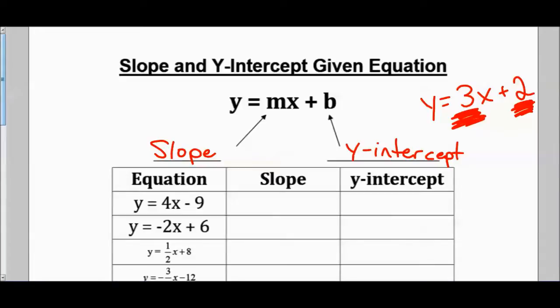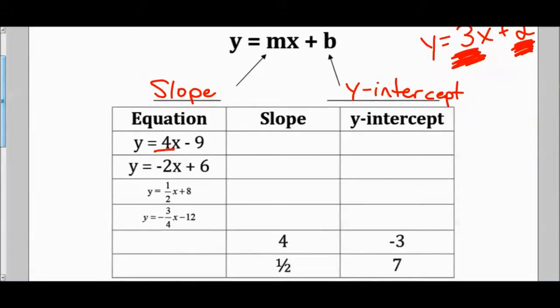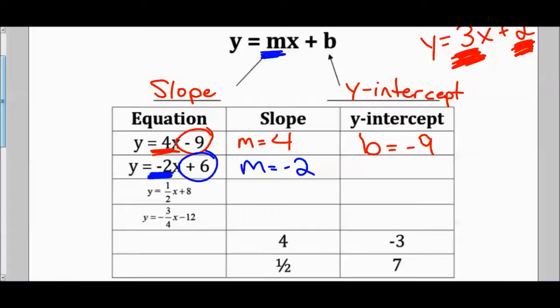Let's just figure out how to pick them from the equation. So our slope on this first one, we're really just looking at the number that's in front of x. Our slope is 4. And our y-intercept is the number that comes after the x. We're going to include the sign with it, so that's a -9. On the next one, the number in front of the x, again, that's our slope. The m, the number in front of x, is our slope. So our m here is -2, and our y-intercept is this +6, so b is 6.